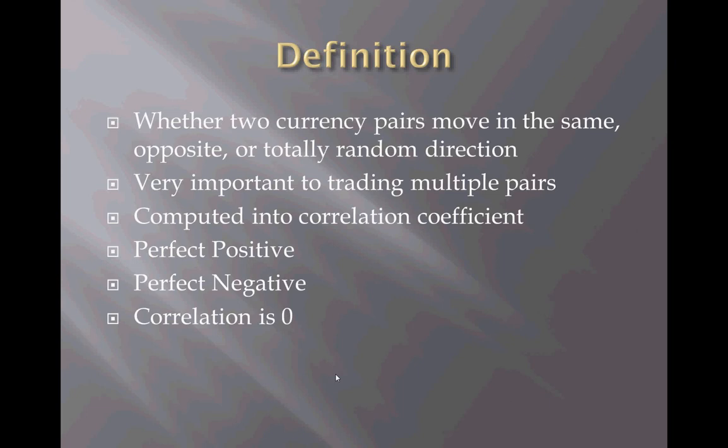Perfect negative correlation, a correlation coefficient of -1, means that the two currency pairs will move in the opposite direction 100% of the time. If the correlation is 0, the movements between currency pairs are said to have no correlation. They are completely independent and random from each other. We have no idea how one pair will move in relation to the other.